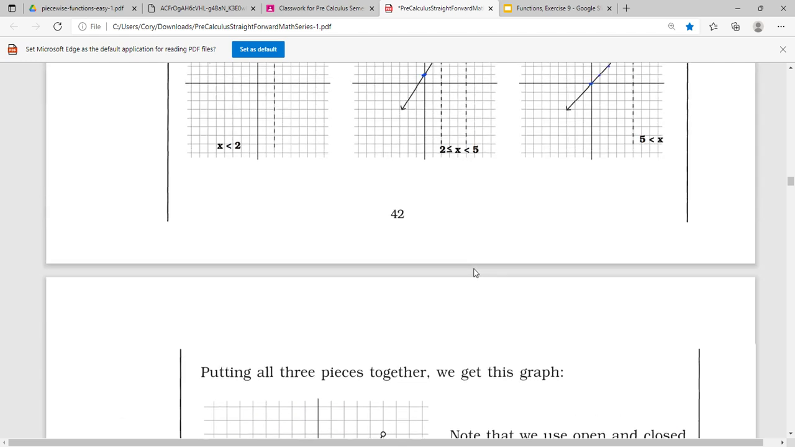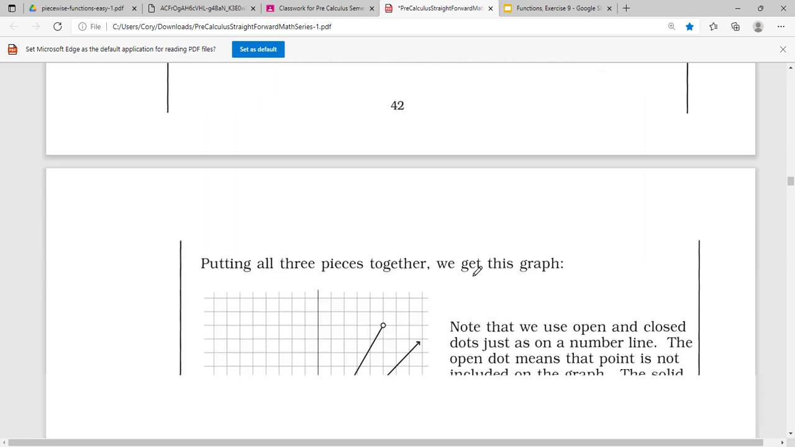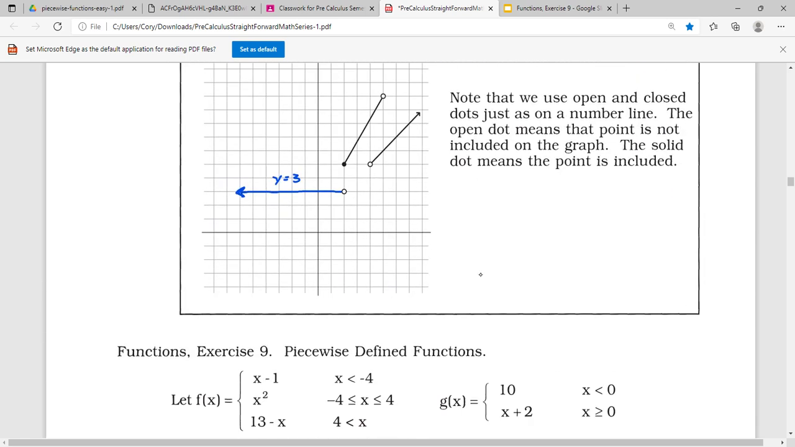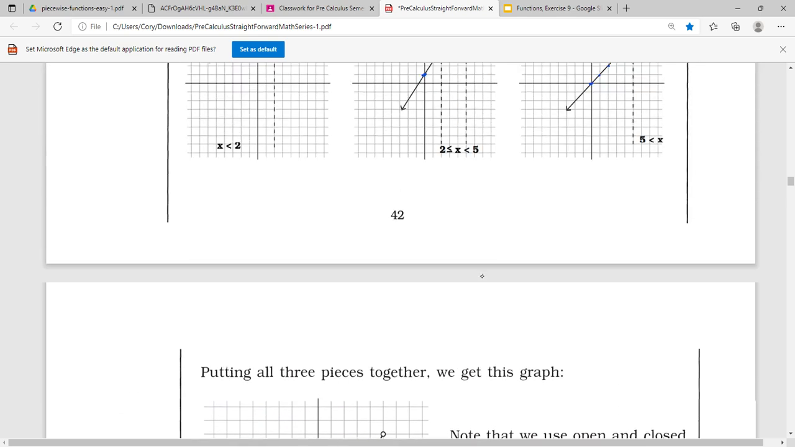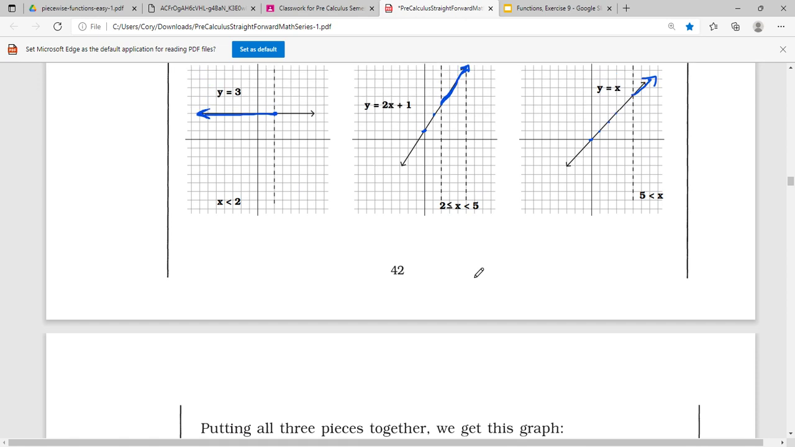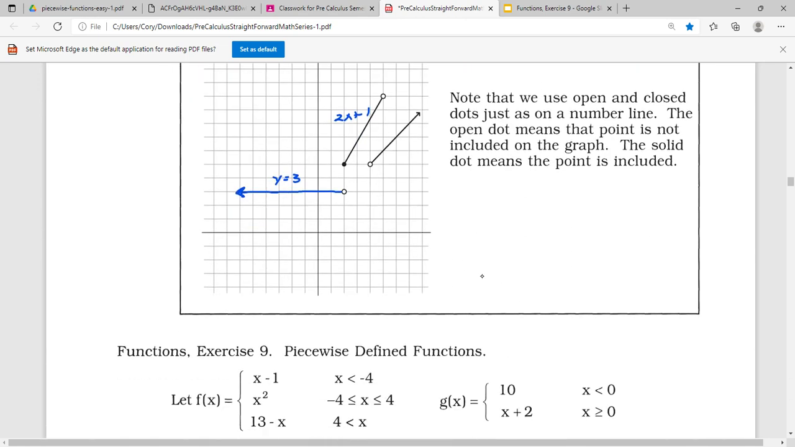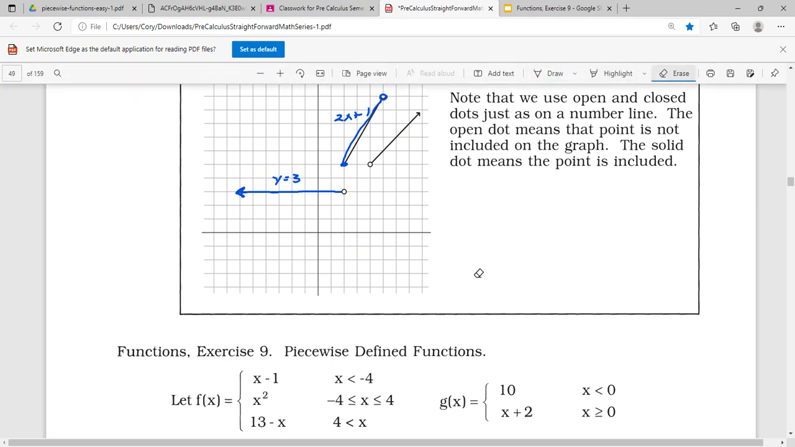The next piece is 2x plus 1, so that would be this piece. This one is only for values greater than or equal to 2 up to 5, so 2, 3, 4, 5, up to right there, and that's an open circle because it's not equal to 5, it's just the stuff that's less than 5. So that would be up 2 over 1, up 2 over 1, like that. So there's that one. That's a terrible line there.